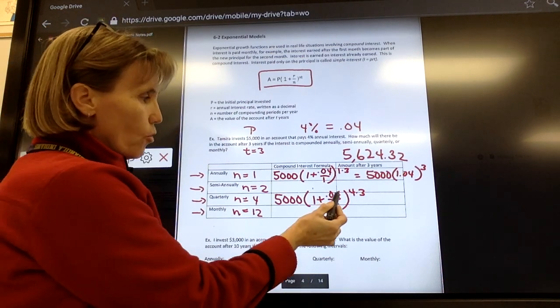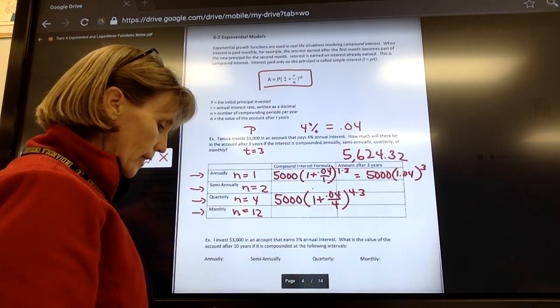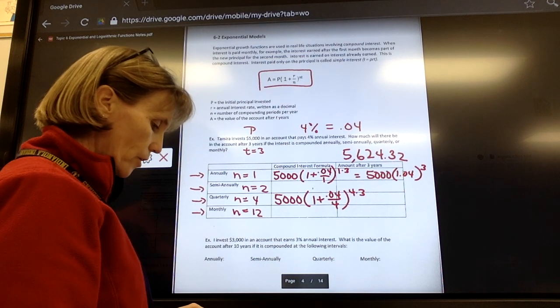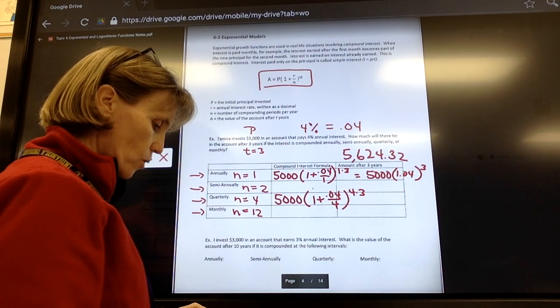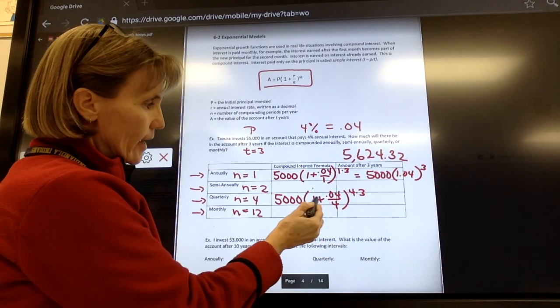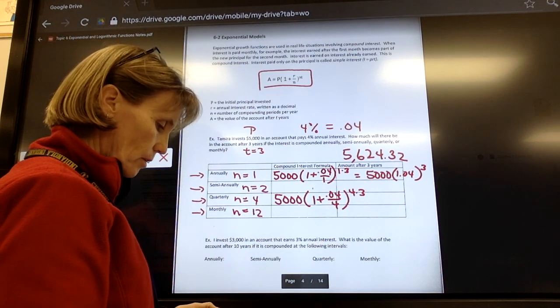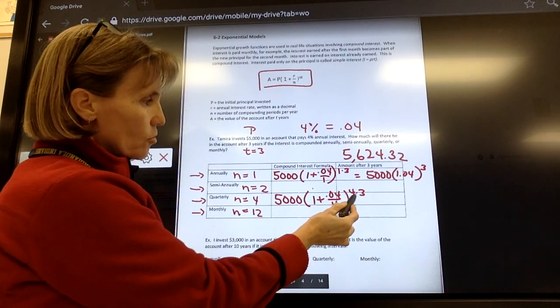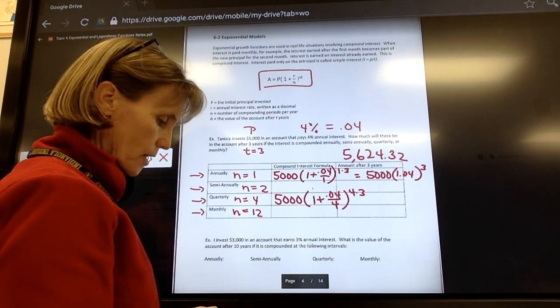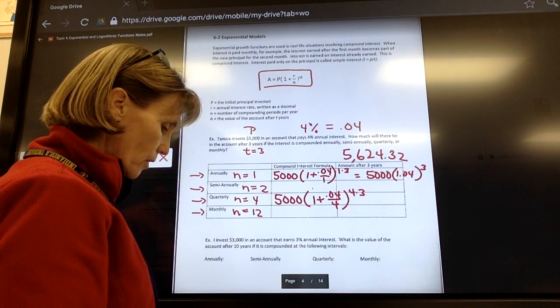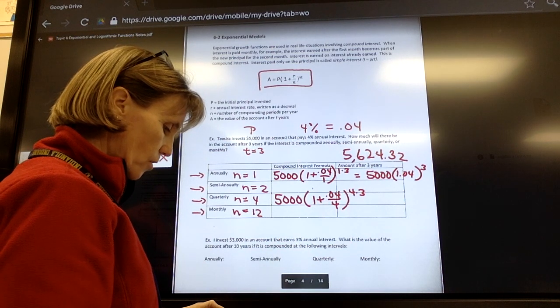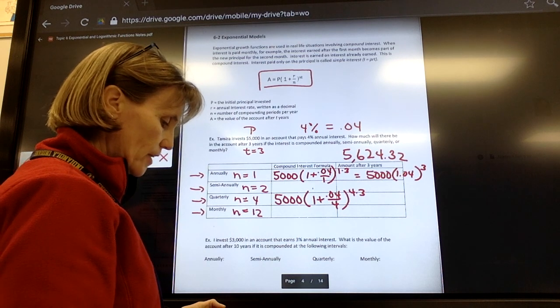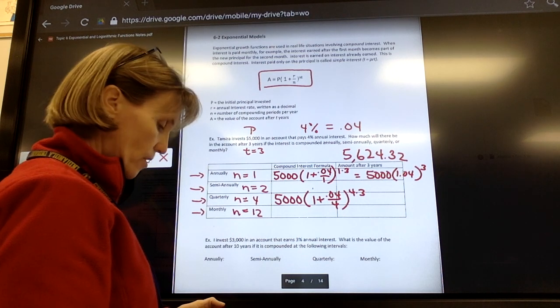Okay, when I take 0.04 divided by 4, in that case I get 0.01. Okay, I have to add 1 to it. Next thing I'm going to do, I'm going to raise it to the 12th power this time. 4 times 3 would be 12. It's going to be raised to the 12th. And then you take that decimal times your $5,000.